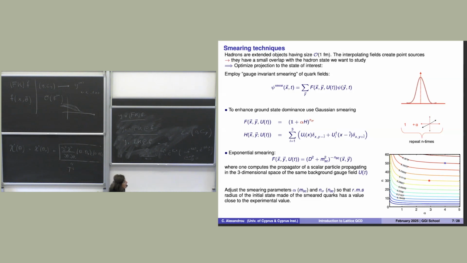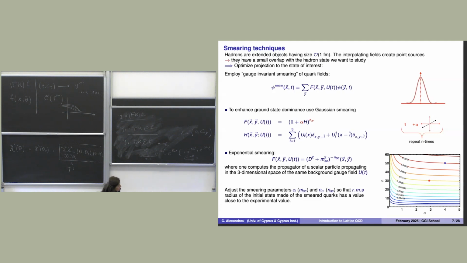This is a gauge invariant way of doing it. I multiply this creation operator at y with this, what we call smearing function. It's gauge invariant, so it depends on U. And this is a function here. And this results in having a Gaussian distributed function. And then I compute the ground state that this interpolating field combined appropriately creates.